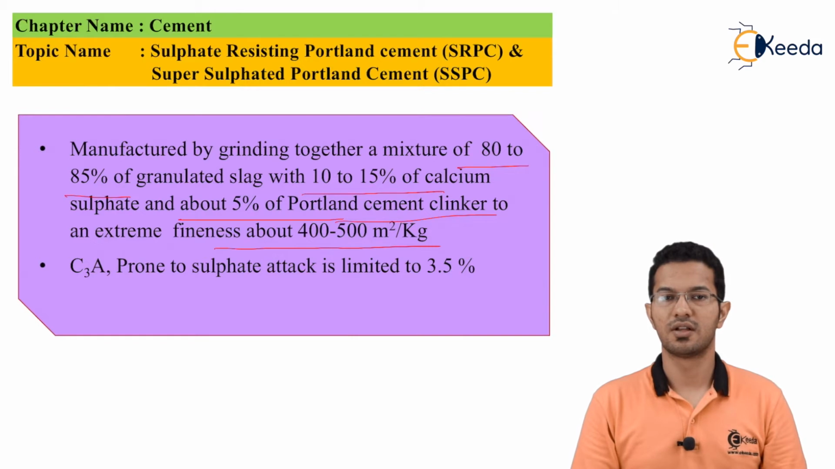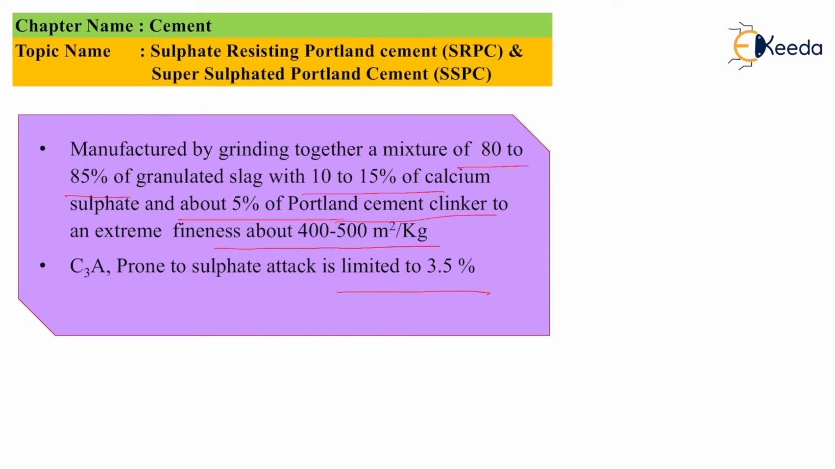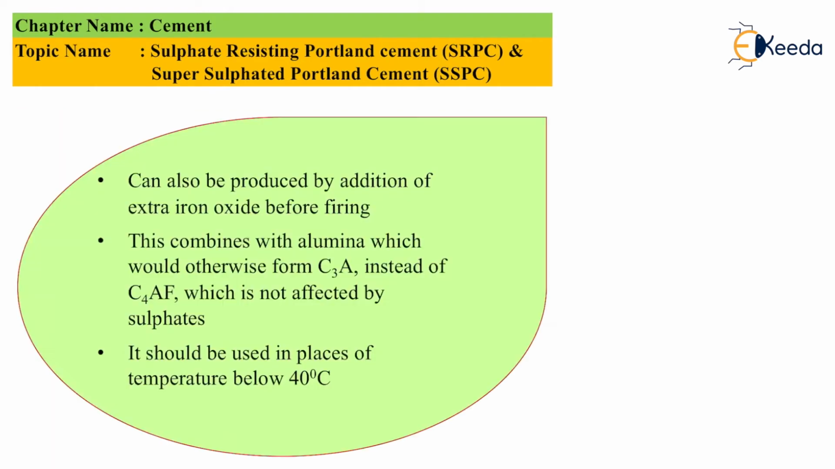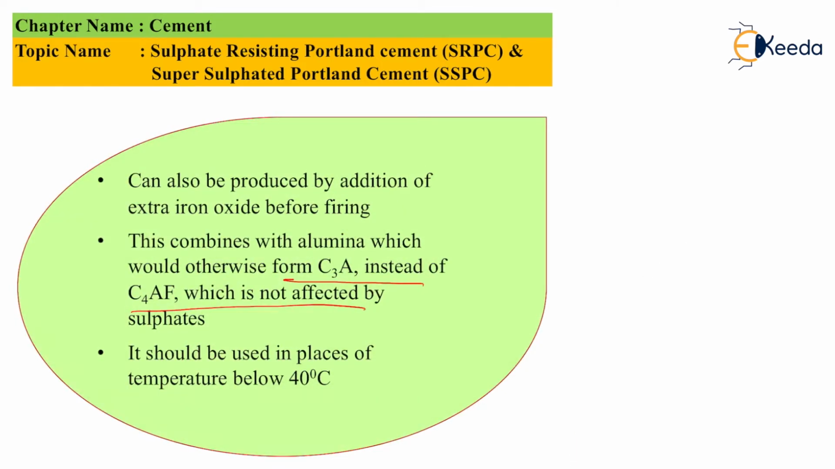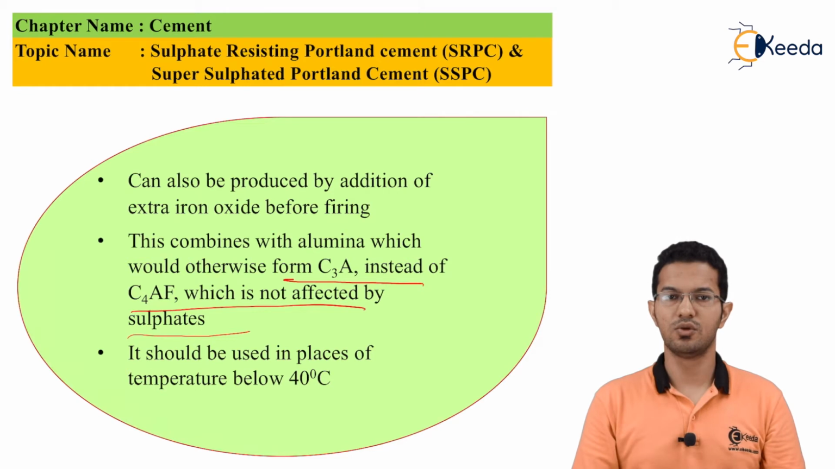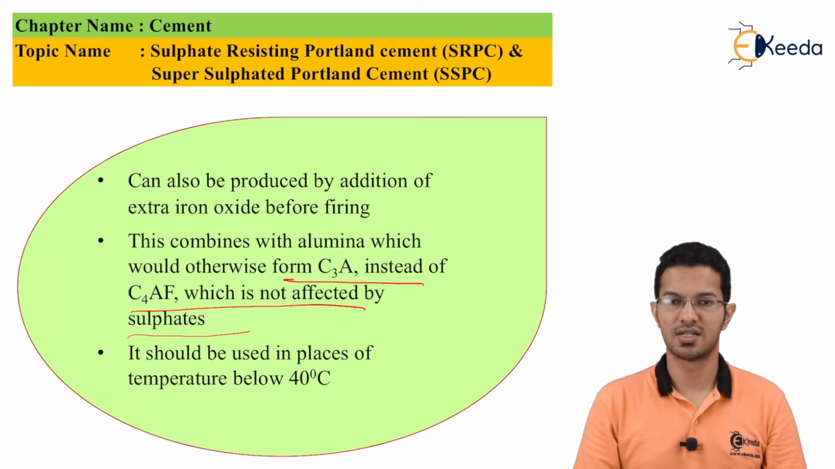It is also prone to sulfate attack, but this is limited to 3.5%. Now, what should be the temperature to use this cement? This cement is not used in high temperature areas. It can also be produced by the addition of extra iron oxide before firing. This combines with alumina which would otherwise form C3A, forming C4AF instead, which is not affected by sulfates. It should be used in places of temperature below 40 degrees Celsius.